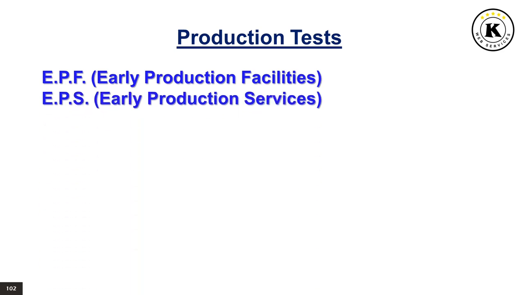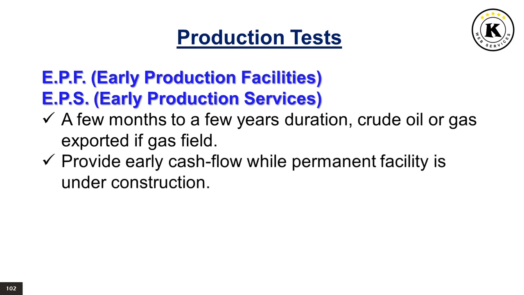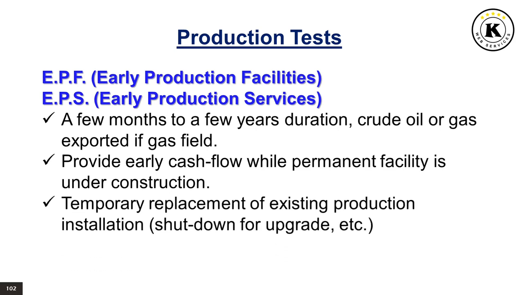These types of production tests are of very long duration, generally a few months to a few years. During these tests, the crude oil, or gas if gas field, are exported. They provide early cash flow while the permanent facility is under construction. They are a temporary replacement of existing production installation in case of shutdown for upgrade, etc. They are an alternative for marginal fields.